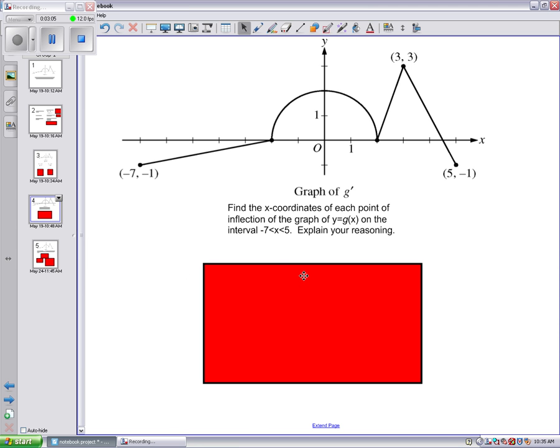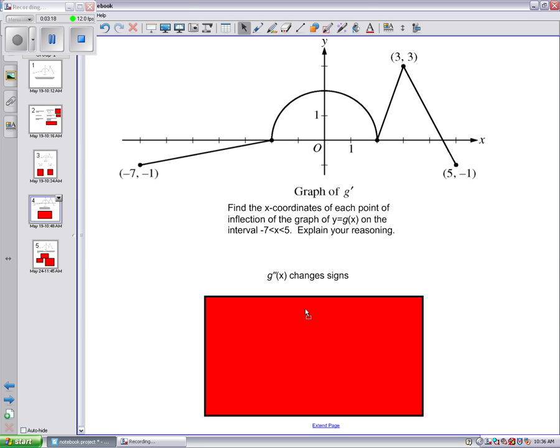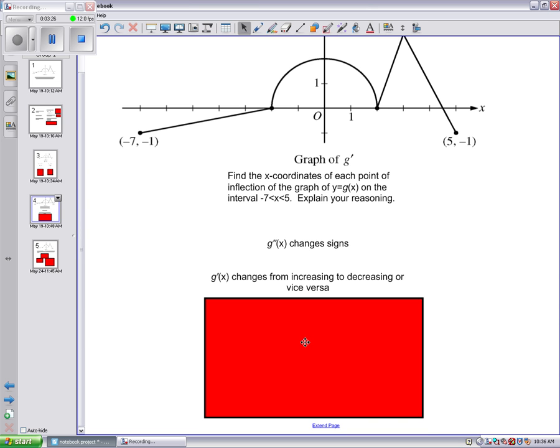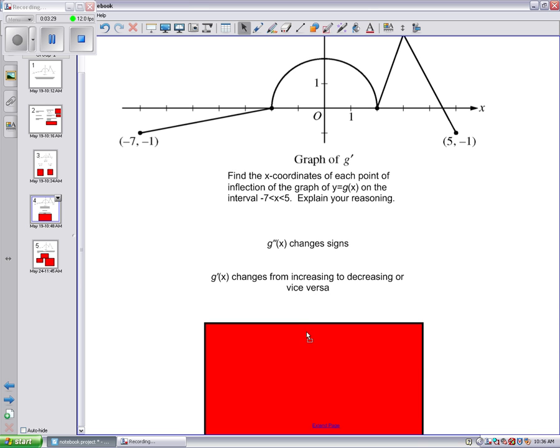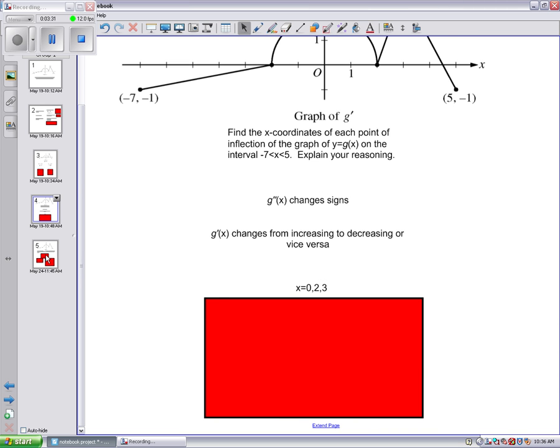For part B, we are asked to find the x-coordinate of each point of inflection of the graph y equals g of x on the interval -7 < x < 5, and explain our reasoning. Remember that points of inflection of the graph y equals g of x are found where g double prime of x changes signs, or where g prime of x changes from increasing to decreasing, or vice versa. These points are found at x equals 0, 2, and 3.